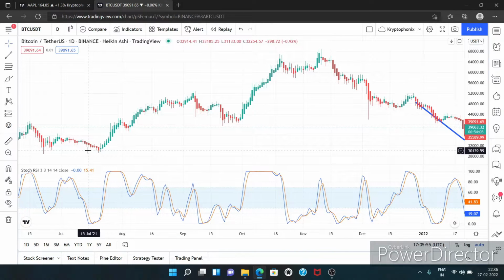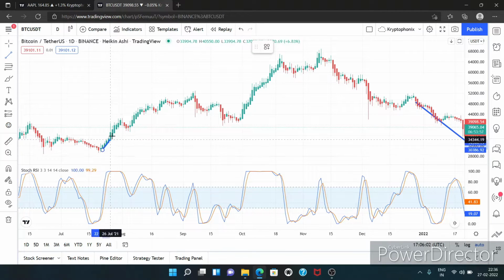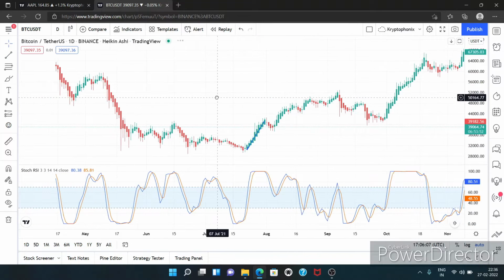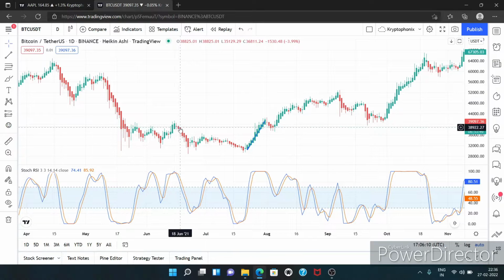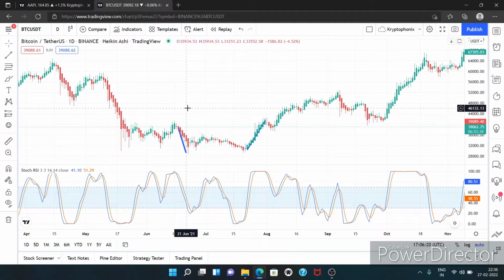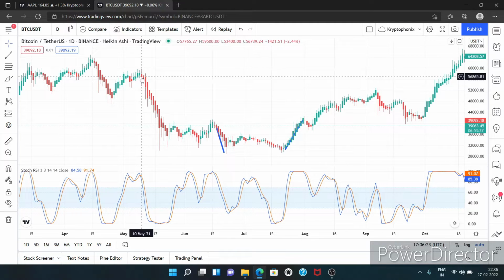Okay, so if you look right over here, two consecutive green candles, stochastic RSI below the 30 level mark, result, up move. Right over here, two consecutive red candles, stochastic RSI above the 70 level mark, result, down move till here. And this one over here, two consecutive red candles, stochastic RSI above the 70 level mark, result, down move.